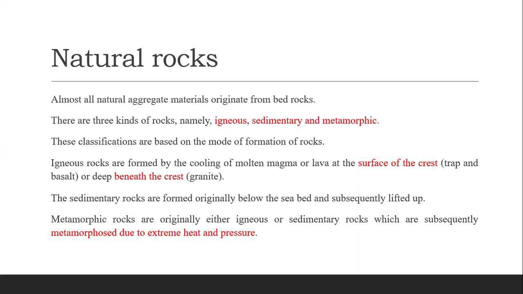First one is igneous rocks. Second one is sedimentary rocks. Third one is metamorphic rocks. Igneous rocks are formed with the help of molten magma or lava, which is coming from the Earth's core to the Earth's surface. Generally, these types of rocks will be seen in the areas which have a higher number of volcanoes.